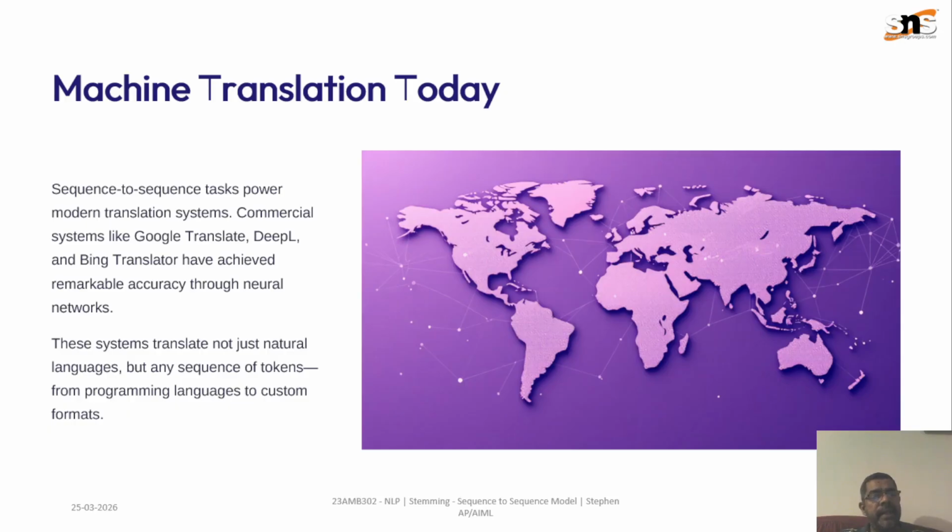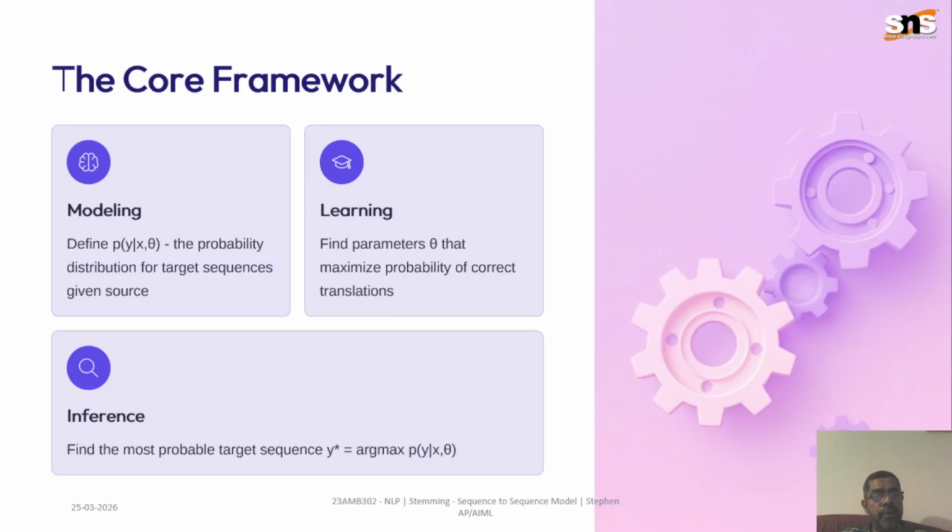Google Translate, DeepL, and Bing Translator are all users of seq to seq. This system does not only translate natural language, but also creates sequences of tokens from programming languages to custom formats. So not only text translation: if you are creating programming logic in different programming languages, that is also possible with seq to seq.